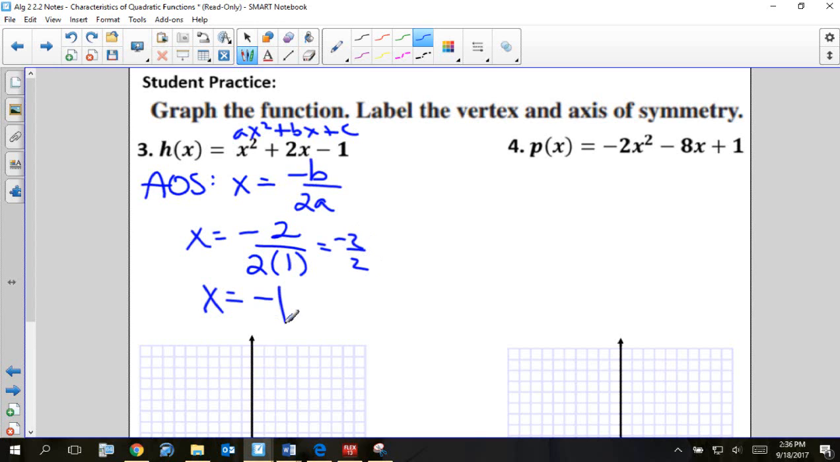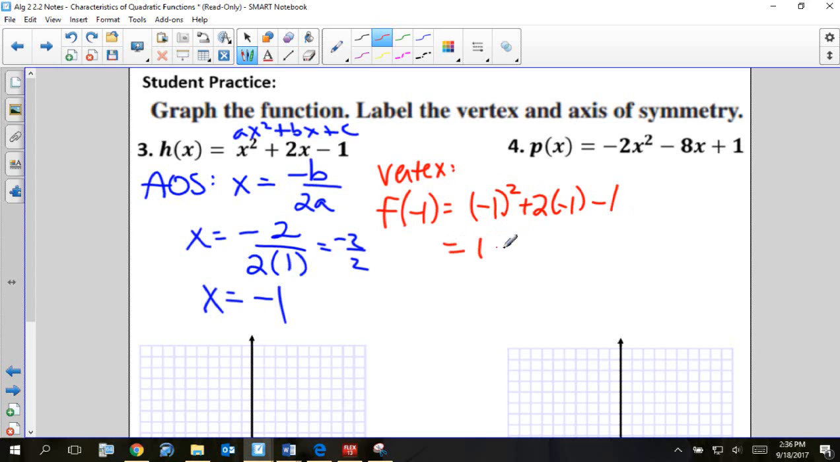Then how do we find our vertex? We do f of negative 1. We plug in negative 1 for x. We do negative 1 squared plus 2 times negative 1 minus 1. And write it as an ordered pair. Negative 1 comma negative 2 is our vertex.